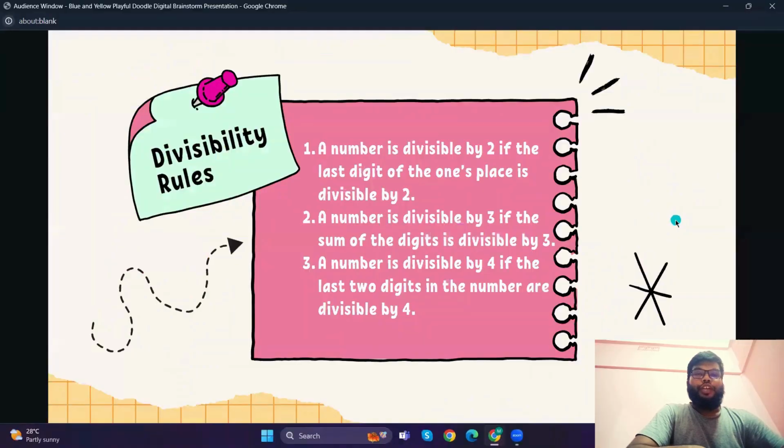I am here with a new tips and tricks of maths. Let's talk about it right now. So, I am going to talk about divisibility rules.